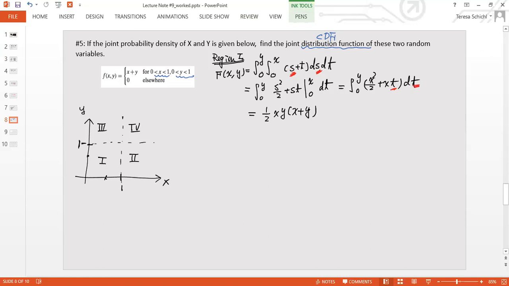I would strongly recommend you try to verify the integration. Just practice to make sure you know how to do the integrations, right?